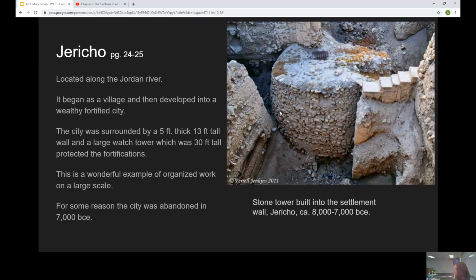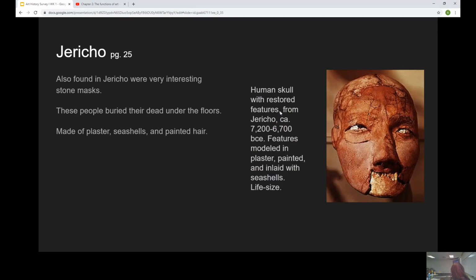But yeah, Jericho. First example of organized workforce in the Neolithic era. Also found in Jericho, after the end of the main city and the smaller settlements around popped up, we see interesting stone masks left behind. They were most likely used as a burial mask.